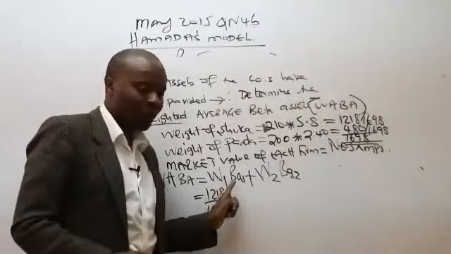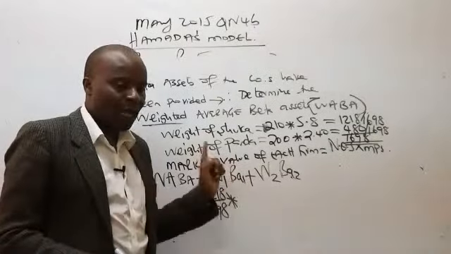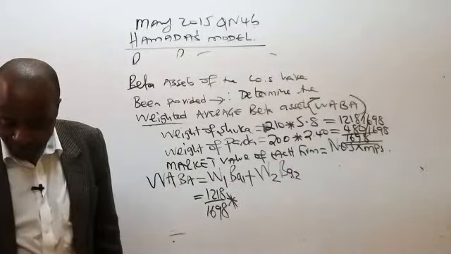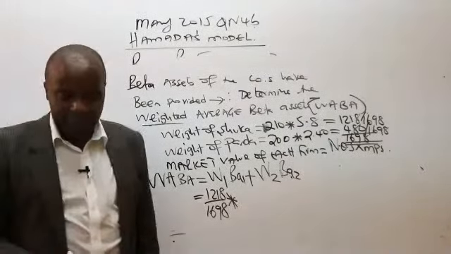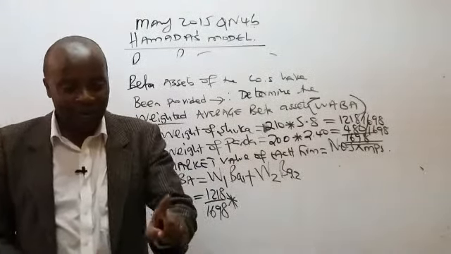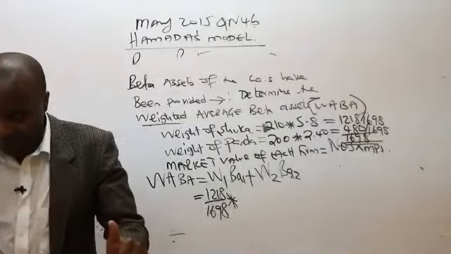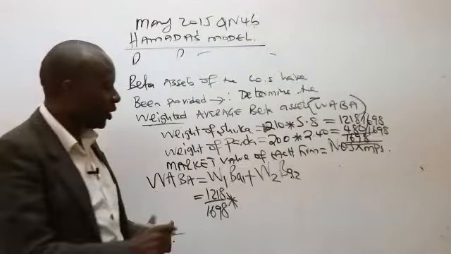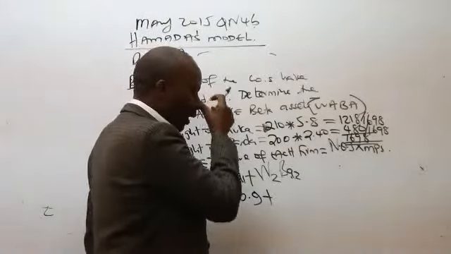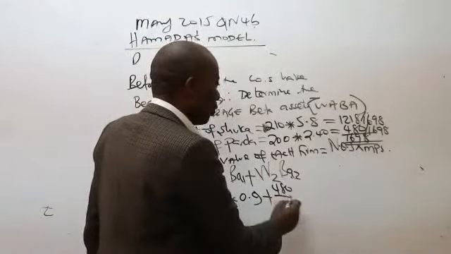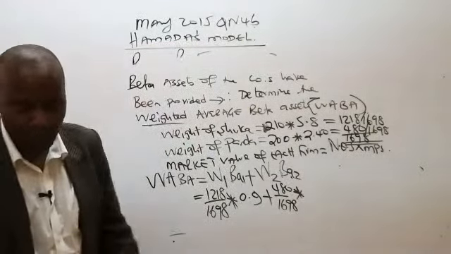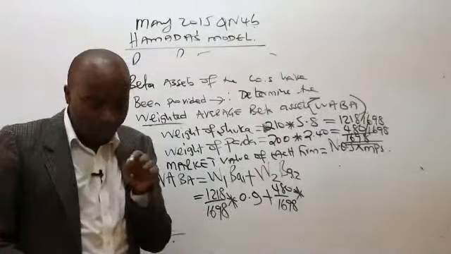So is there anybody who is able to see beta assets of company 1? Company 1 is the predator. Beta assets can't be 1.2. What Rema is telling me is that beta assets for Shuka is 0.9, plus weight 2, which is 480 over 1698 times beta assets 2, which these students are not able to see.